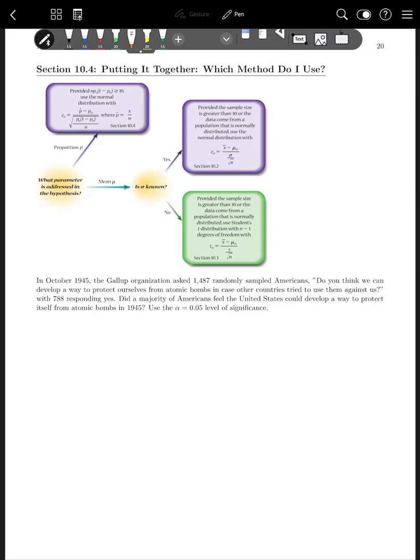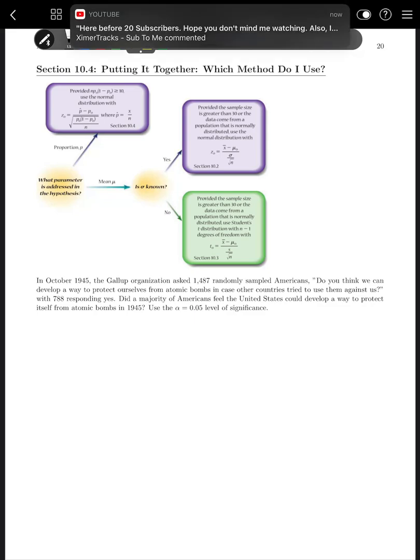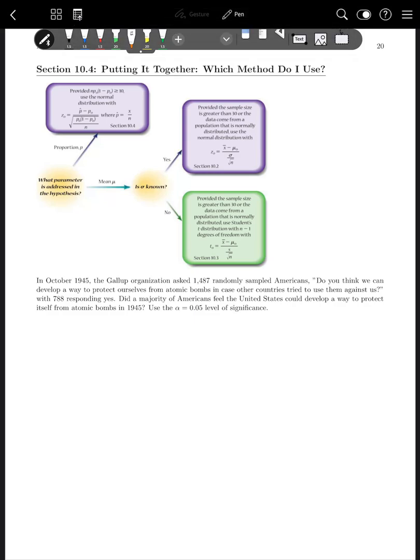So the first one says, in October 1945, the Gallup organization asked 1,487 randomly sampled Americans, do you think we can develop a way to protect ourselves from an atomic bomb in case other countries tried to use them against us? With 788 responding yes. Did a majority of Americans feel the United States could develop a way to protect itself from atomic bombs in 1945? Use alpha equals 0.05 level of significance.